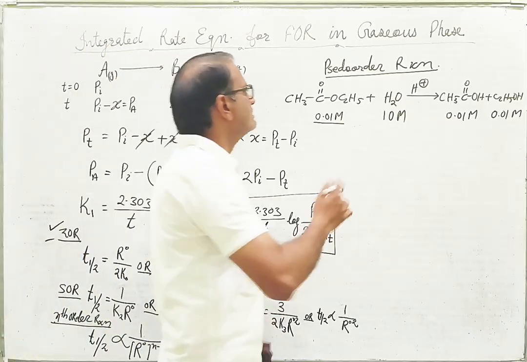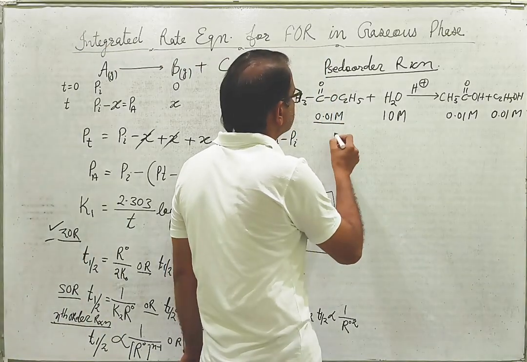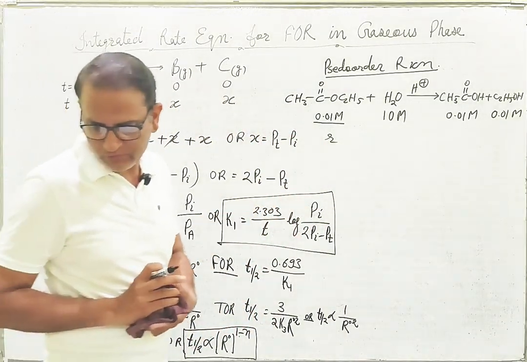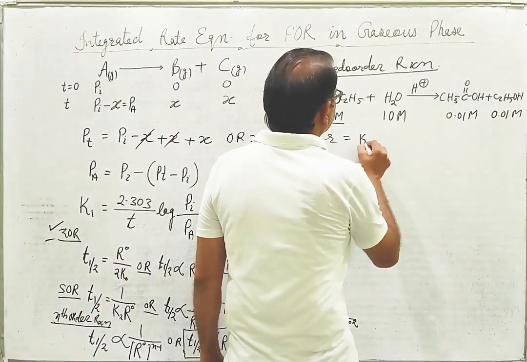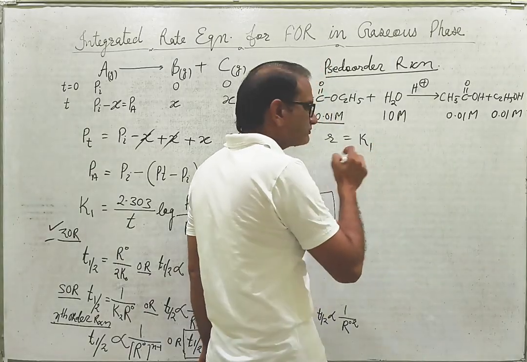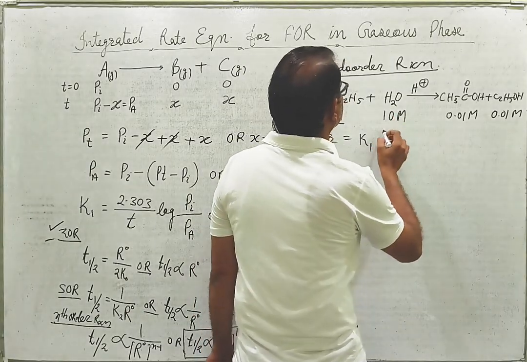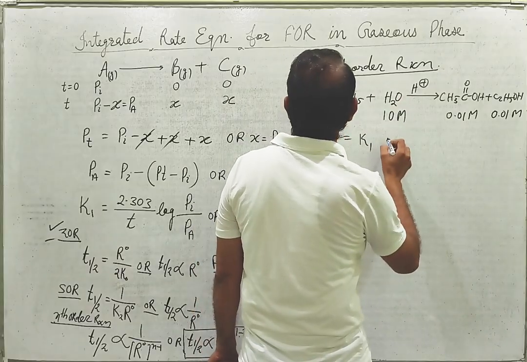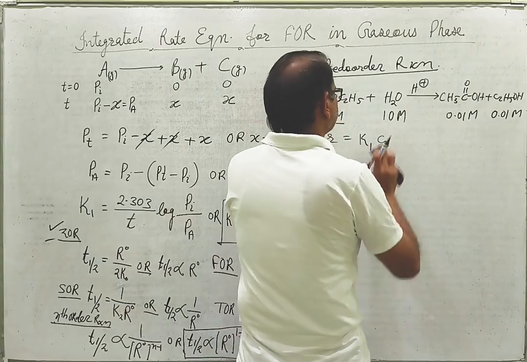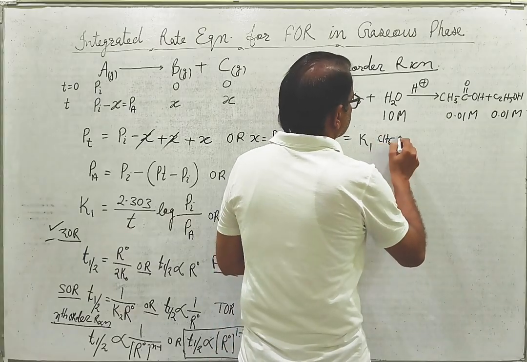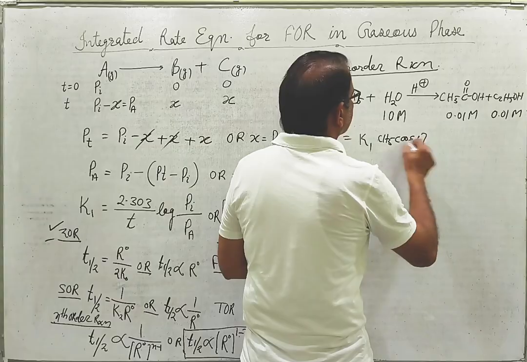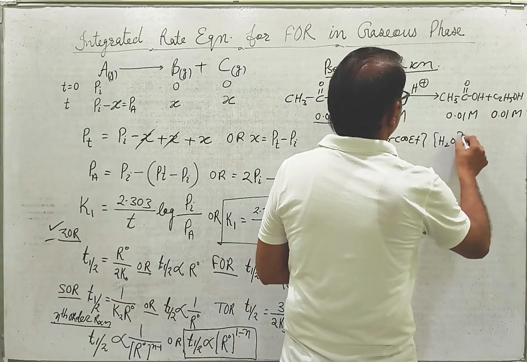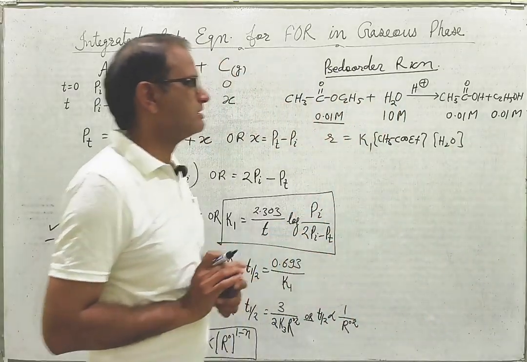If we write the kinetics of this reaction, that is, the rate R will be equal to K1, because this is considered as first order reaction with respect to this one and this one. So R equals K1 [CH3COOC2H5] [H2O]. This is what the kinetics is.